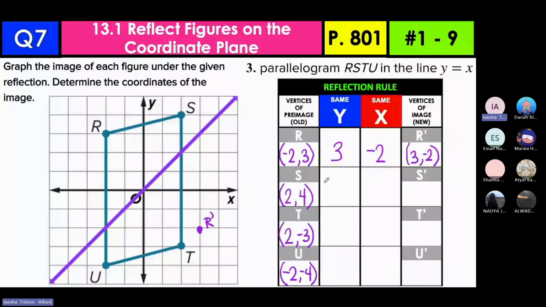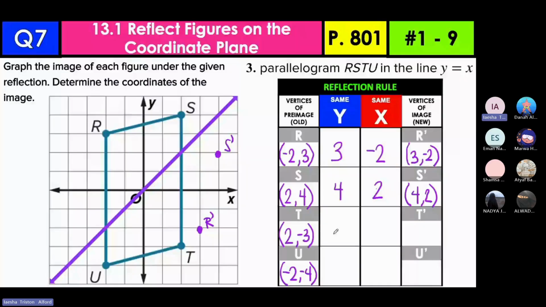For S prime, keep the same y: +4. Keep the same x: +2. So +4, +2. Where is it in the graph? 4 units right and 2 units up. So this is S prime.